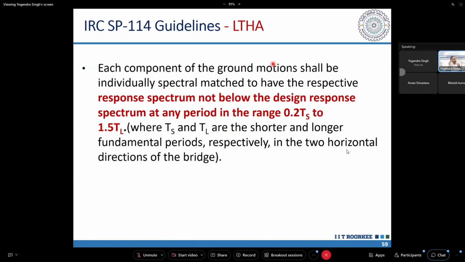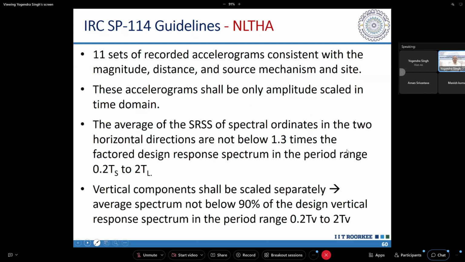And we have to perform similar spectral matching for vertical ground motions also, and that will be spectral matched with the vertical target spectrum in the range of 0.2 TV to 1.5 TV, where TV is the vertical period of vibration. So in that range, the vertical acceleration will also be matched, and then we will perform analysis of our structure under simultaneously applied three ground motions. So both the horizontal ground motions and the vertical ground motions will be applied simultaneously, and we will consider the peak or envelope response about x-axis, y-axis, and z-axis that we will use for design.